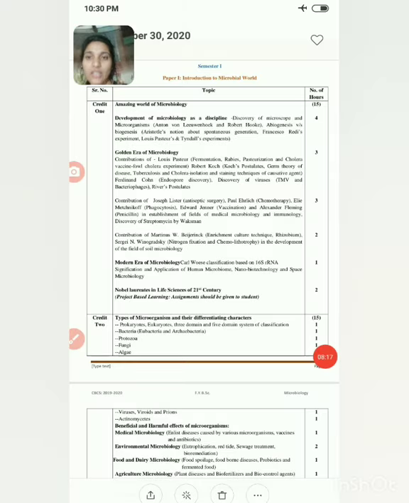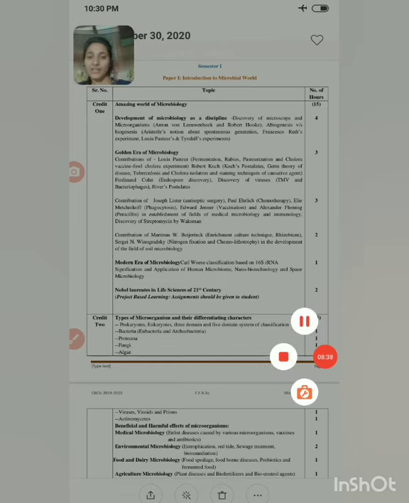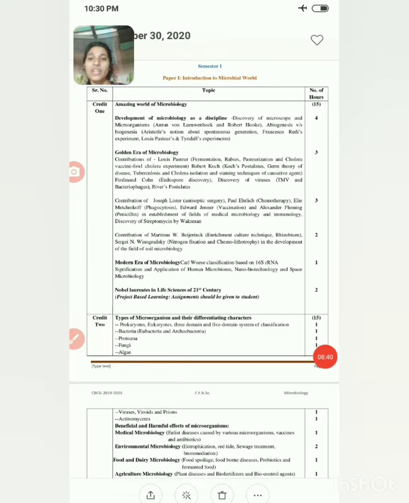Then the next important part is the discovery of viruses. As viruses are difficult or impossible to grow in lab media because they require a particular cell, the discovery of viruses was a very important discovery for knowing the diseases caused by viruses.